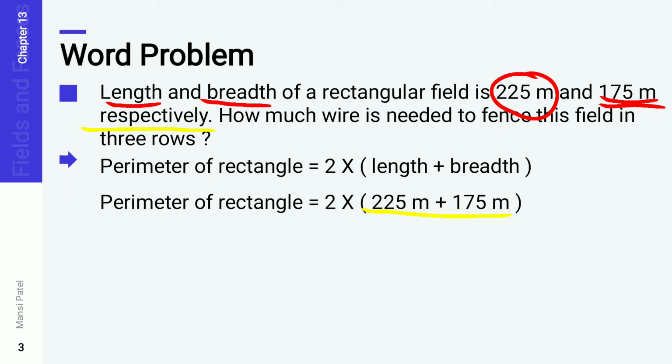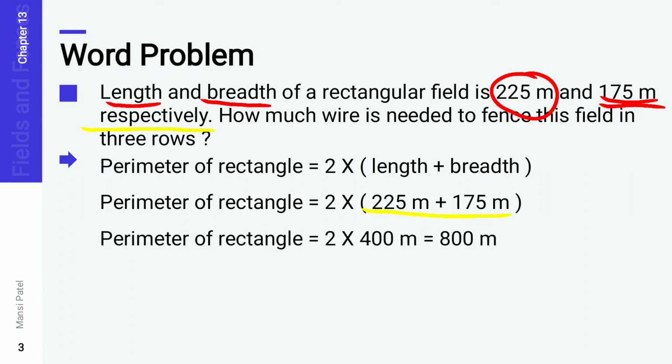225 plus 175. Do the addition. So we can say that it's 400. Now you have to do the multiplication of 2 and 400. So 2 multiplied by 400 is equal to 800 meter. This 800 meter is for one row only.